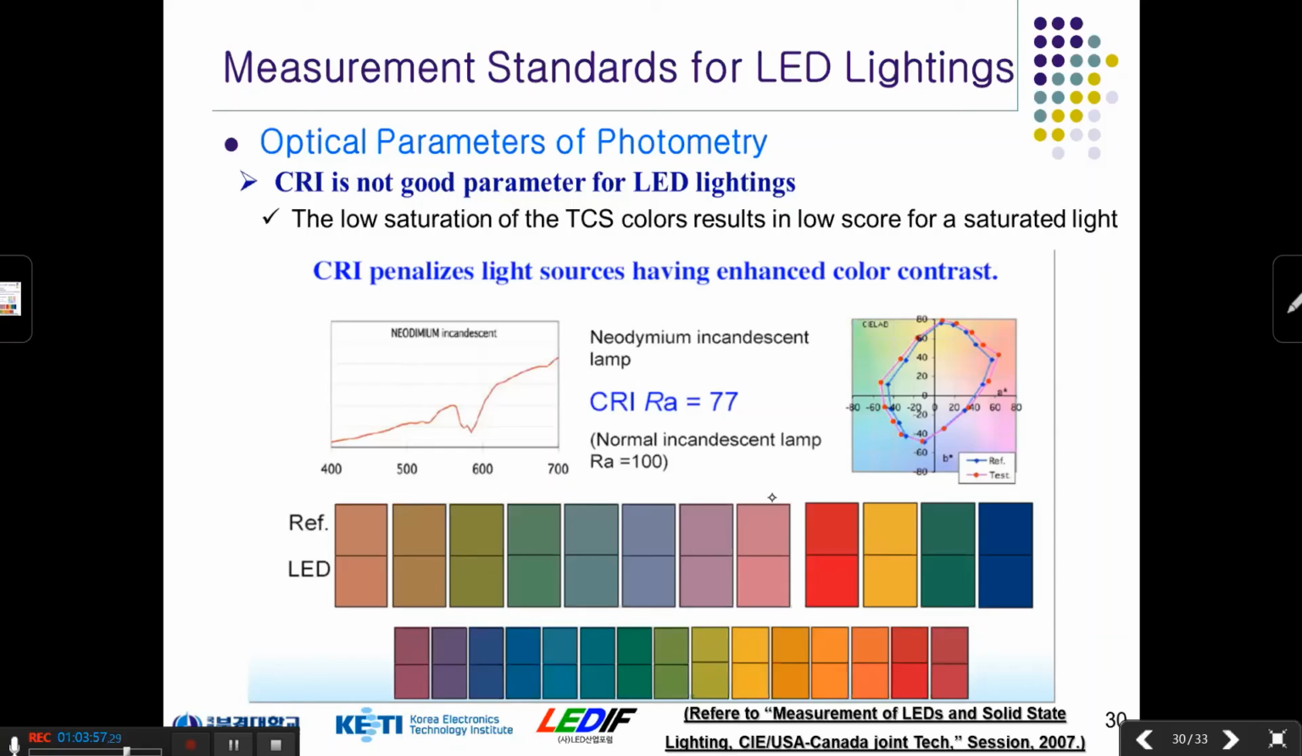Even though the CRI value of the test light is lower, the appearance of the TCS colors is clearer than under the reference sources. Therefore, CRI can penalize light sources having enhanced color contrast. So they want to change CRI to other references.